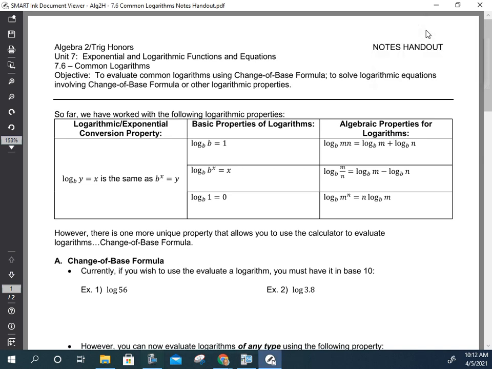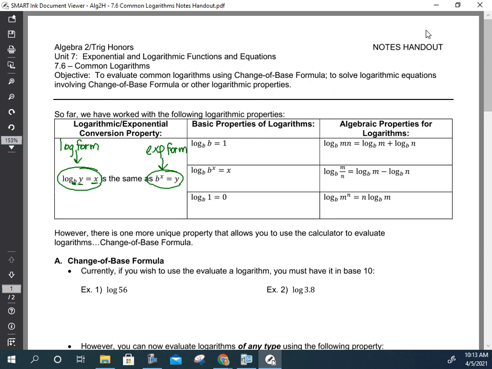So let's remind ourselves of a few of the properties that were used prior to going on break. The first property was changing a logarithmic equation to an exponential equation. So you have something in logarithmic form. You have your base, you have your y component, you have the x, and you simply rewrite it as an exponential equation. That was first and foremost.